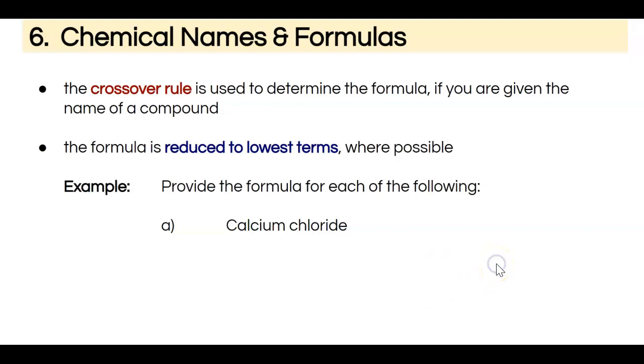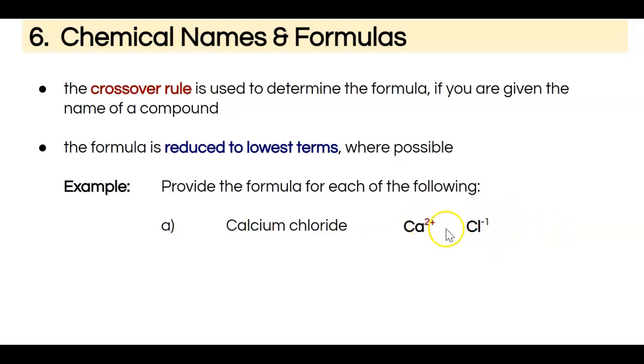The first thing I would do is locate these elements and their ionic charges on the periodic table. Calcium has a charge of +2, and chlorine as an ion becomes chloride, and that will have a -1 charge. And again, remember, the cation, the positively charged ion, is going to go first, and the anion is going to go second.